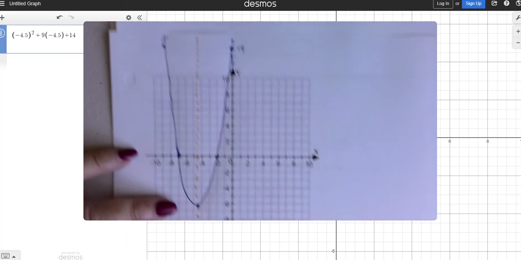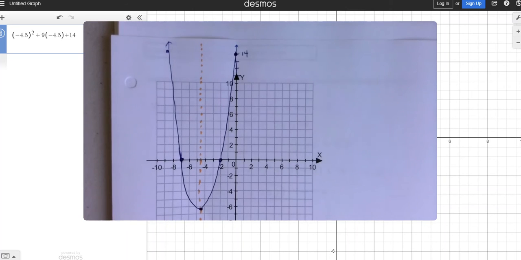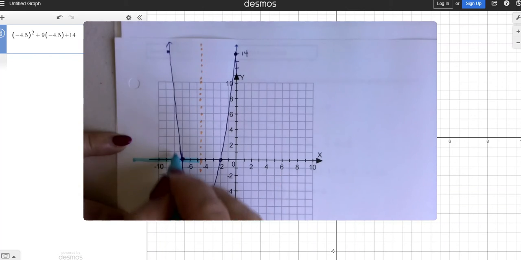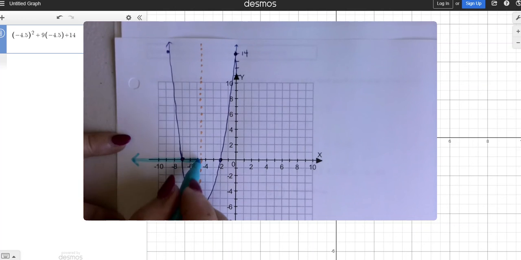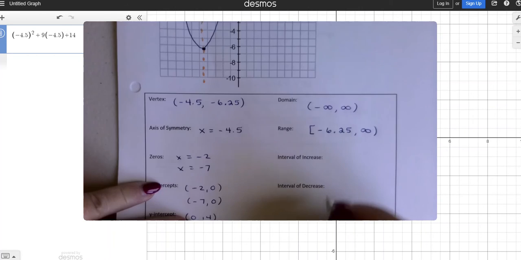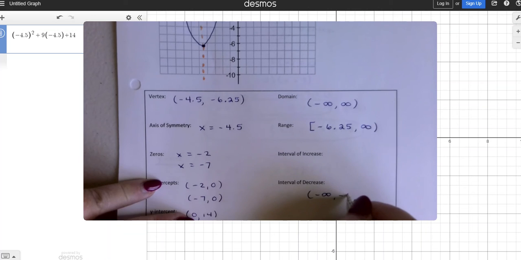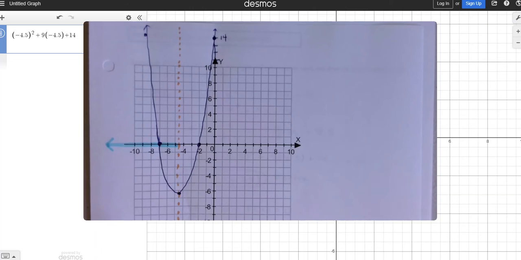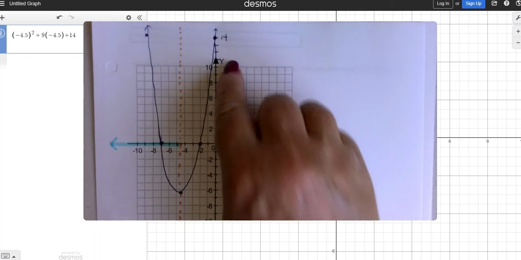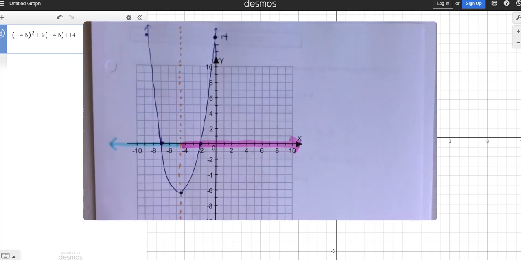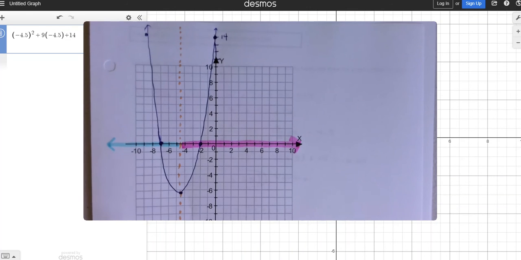Okay, in this one, the decrease comes first, right? We're decreasing, going downhill here until we get to the axis of symmetry, so from negative infinity to negative 4.5. Decrease. And then we increase after the axis of symmetry. We start going uphill, and that would be from negative 4.5 and forevermore out to infinity.